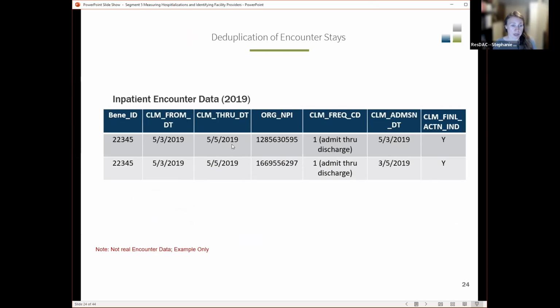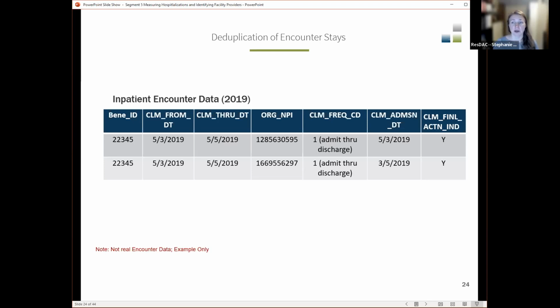So the claim from and claim through date were the same on both records. They both indicated admit through discharge. They both indicated final action. But when I looked at the claim admission date, I noticed maybe this one wasn't quite right, where the claim admission date does not fall between the claim from and claim through. So these might be clues to help you as you are trying to decide. If I had just run a count of stays for each beneficiary, I may have counted this twice. So you can be a little bit careful.